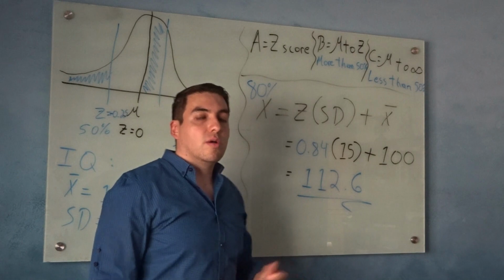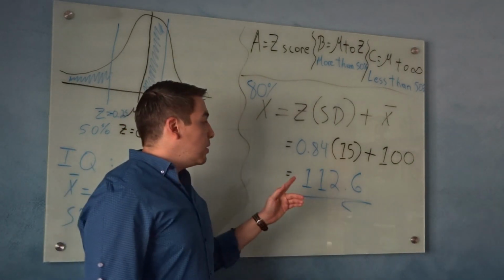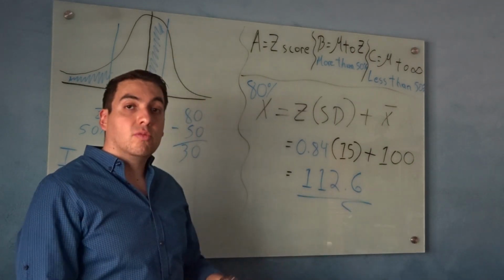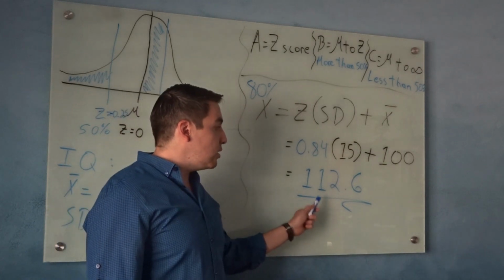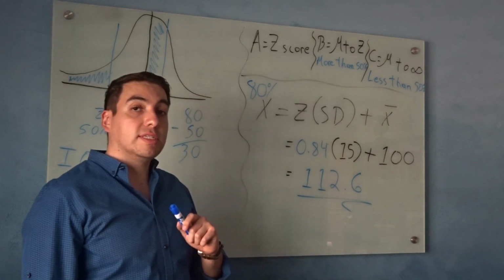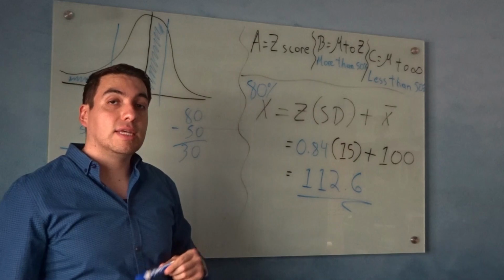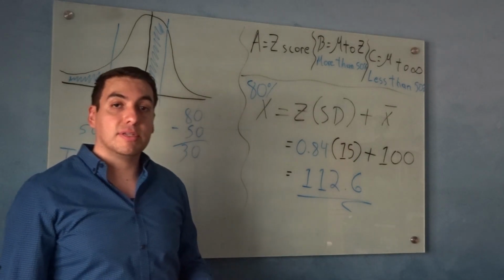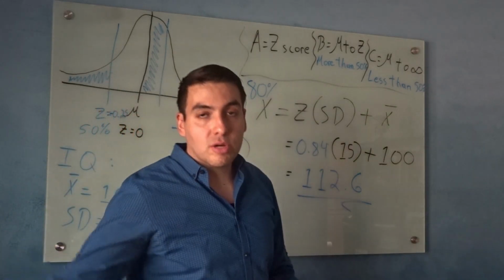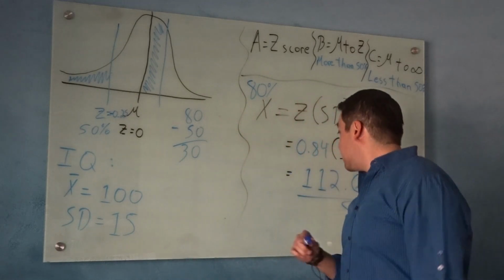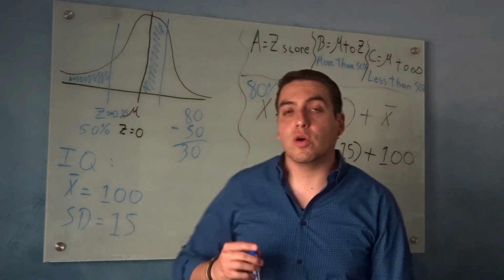And we get 112.6. So, according to the rules, based on the normal distribution of scores, if you get an IQ score of 112.6, it would result in a percentile that is at 80%. So 80% of the population are below you if you get a score of 112.6.